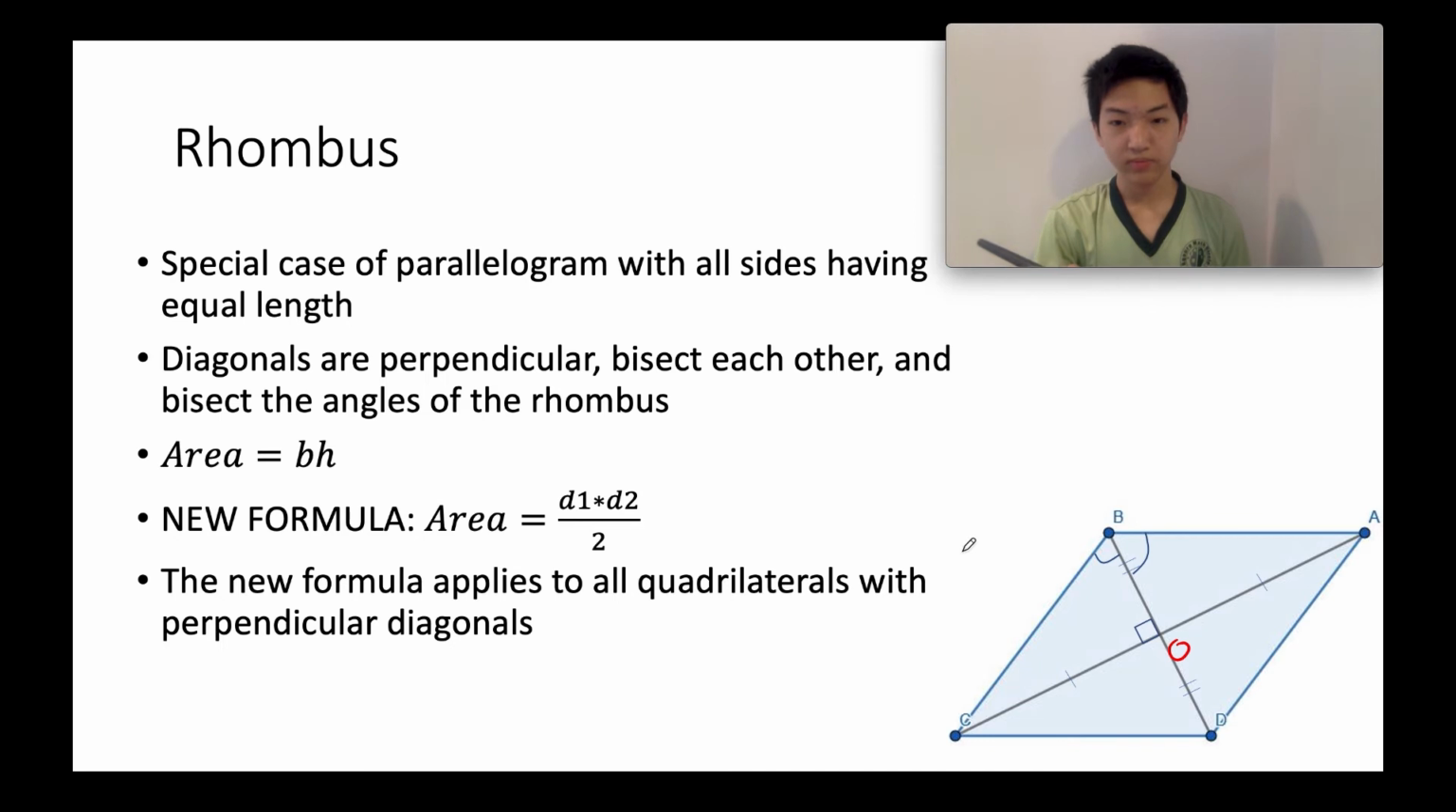And they also bisect the angles of the rhombus. So CBD is equal to DBA, BAC is equal to CAD, and so on and so forth.